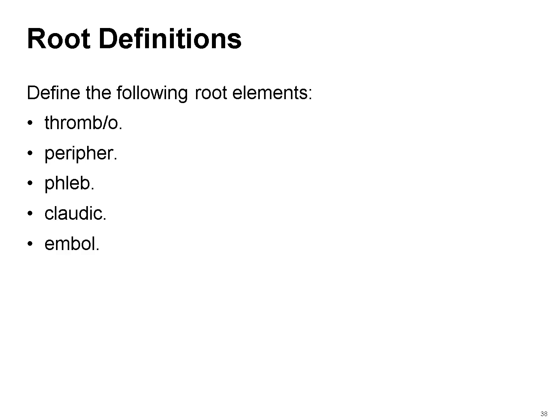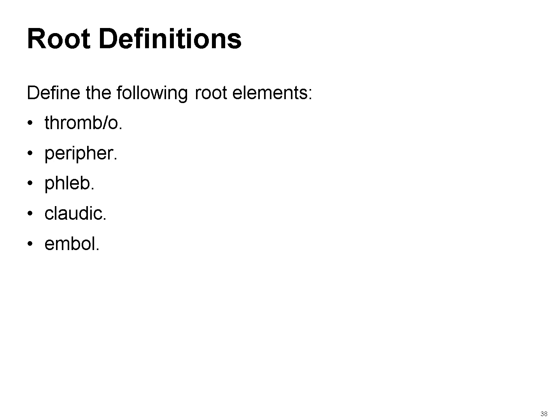To build a strong medical vocabulary, it's essential to understand root elements. Let's define some commonly used root elements and their meanings. Meaning clot. Example: thrombosis, the formation of a blood clot in a blood vessel. Peripher, meaning outer part. Example: peripheral, relating to or situated on the edge or outer part of a system or structure. Phleb, meaning vein. Example: phlebitis, inflammation of a vein.